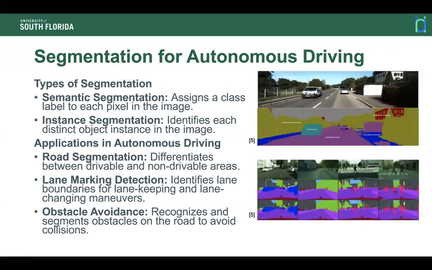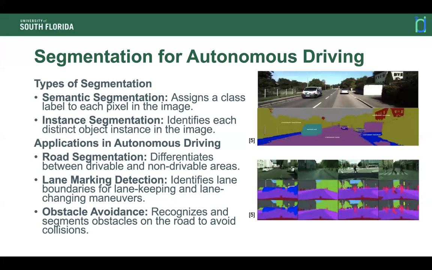Next, we have segmentation. Segmentation is the process of partitioning an image into multiple segments or regions, as I already told you, often corresponding to different objects or parts of objects. There are two main types of segmentation used in autonomous driving, semantic segmentation and instance segmentation. Semantic segmentation assigns a class label to each pixel in the image. For example, it can differentiate between the road, sidewalk, vehicles, pedestrians, and other objects by coloring each class with a different color.